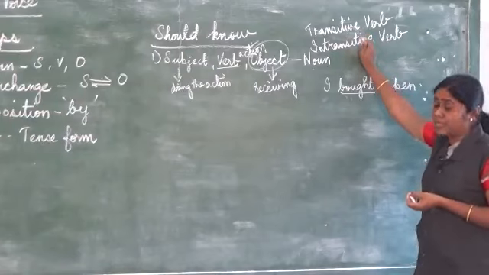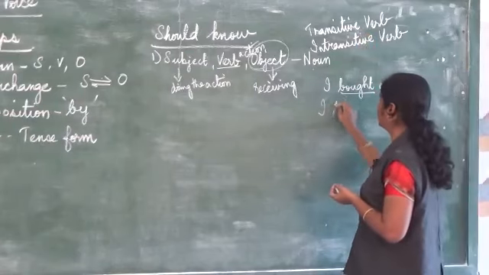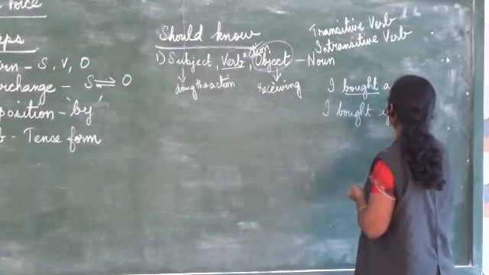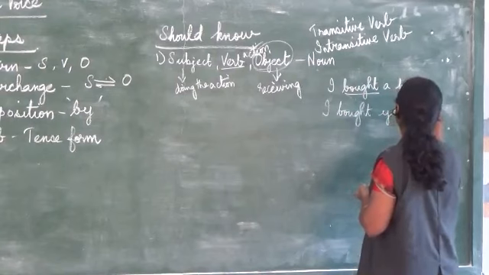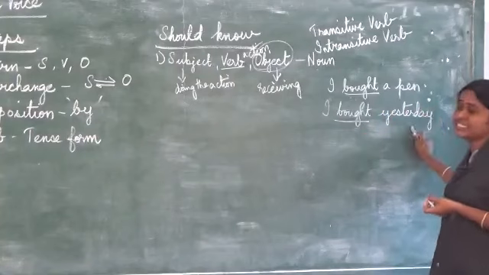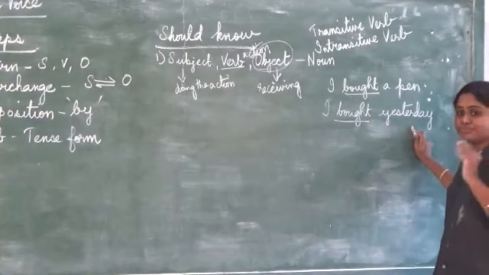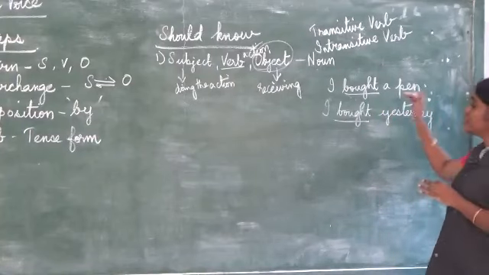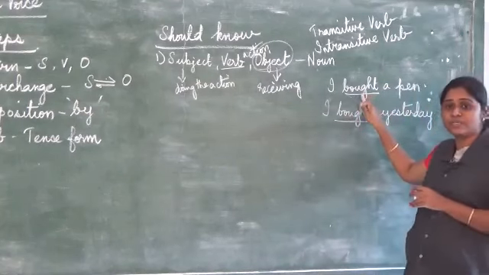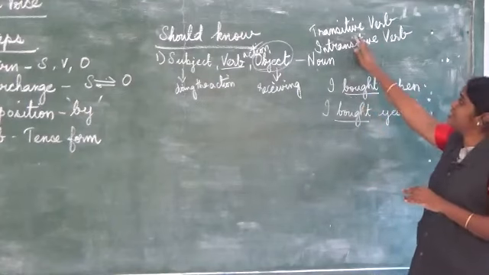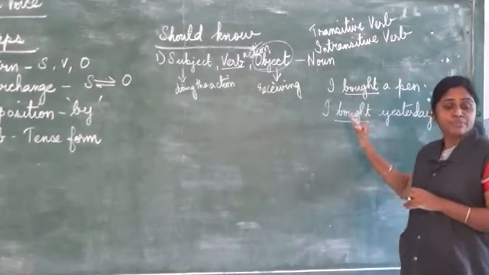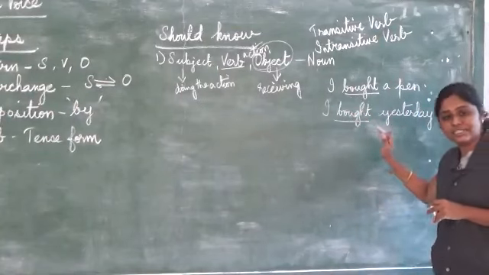So now just because this verb has an object, this verb can be said to be a transitive verb. Now the same sentence I can write it in a different way. I bought yesterday. See, this verb can have an object, but if you see in this sentence, it does not have an object. So in this sentence, this verb is intransitive verb, whereas in this sentence, this verb is transitive verb. What is meant by transitive verb? If it has an object, we call it as a transitive verb. If it does not have an object, we call it as an intransitive verb.